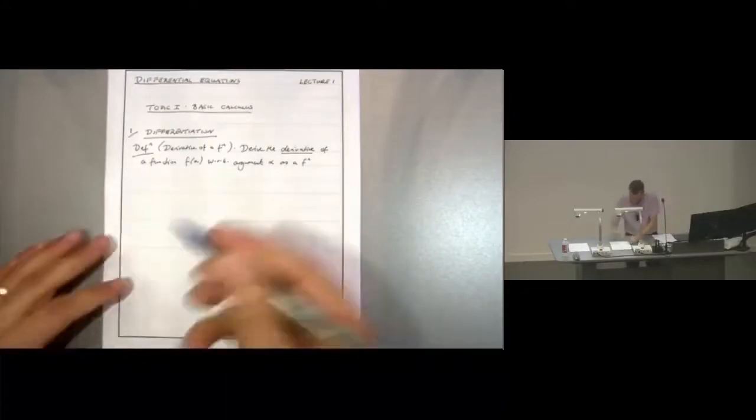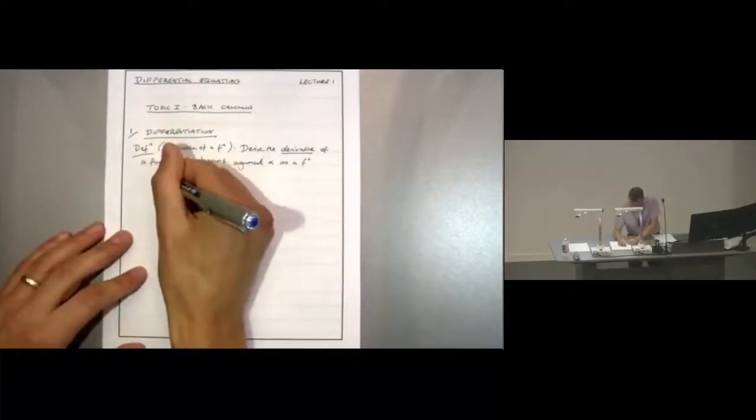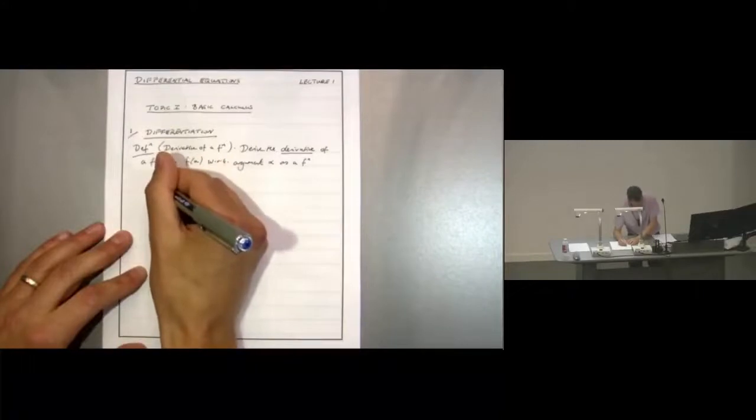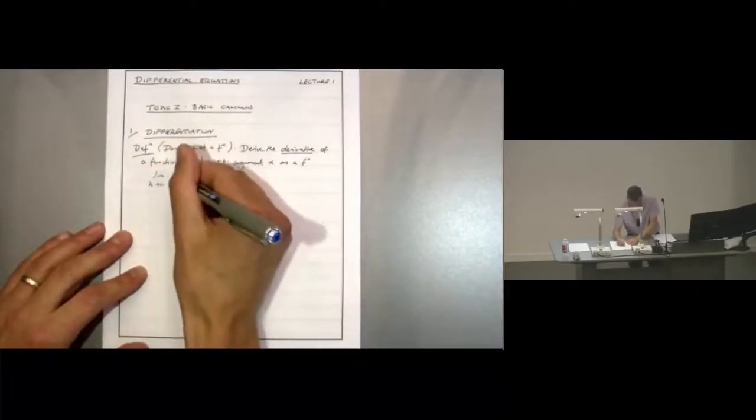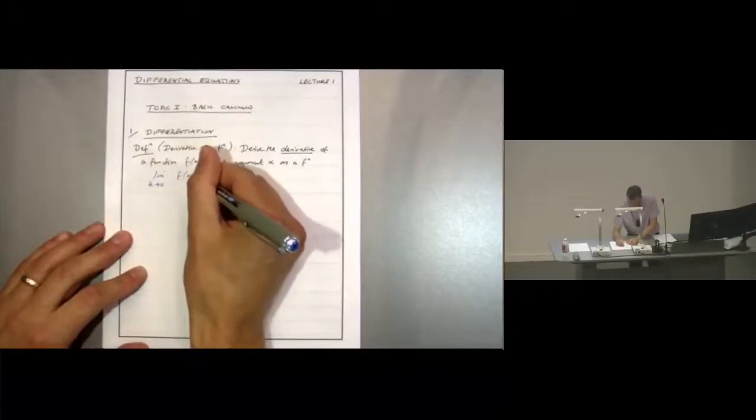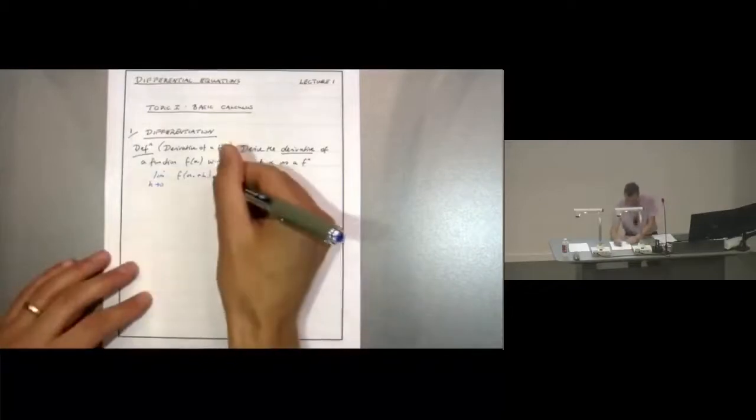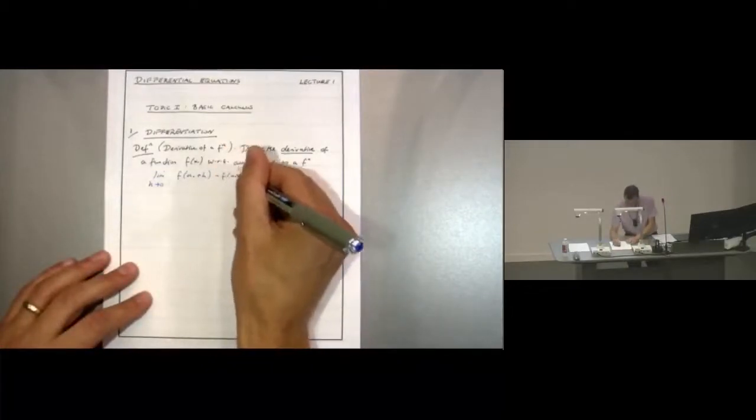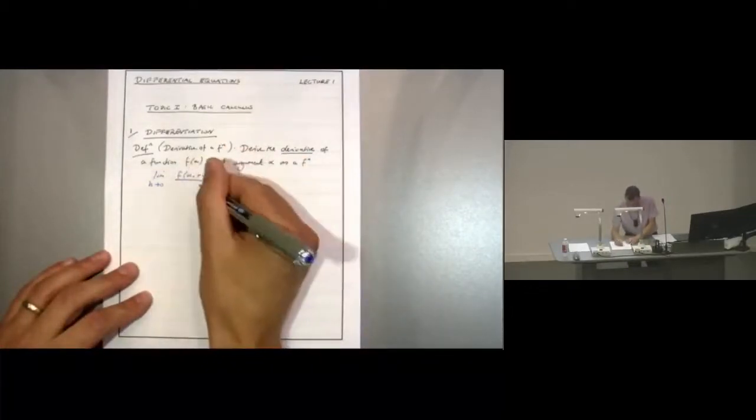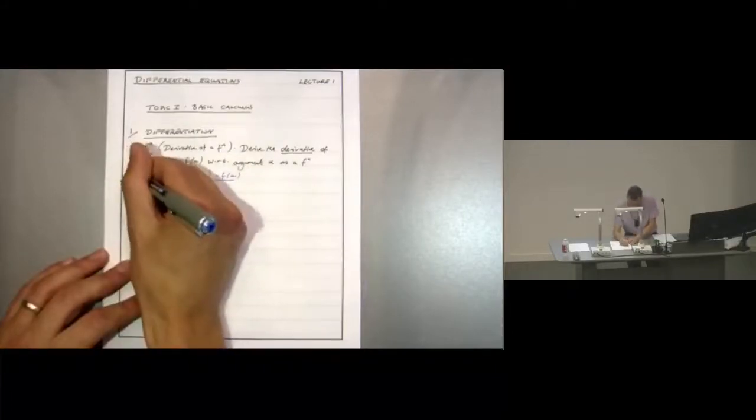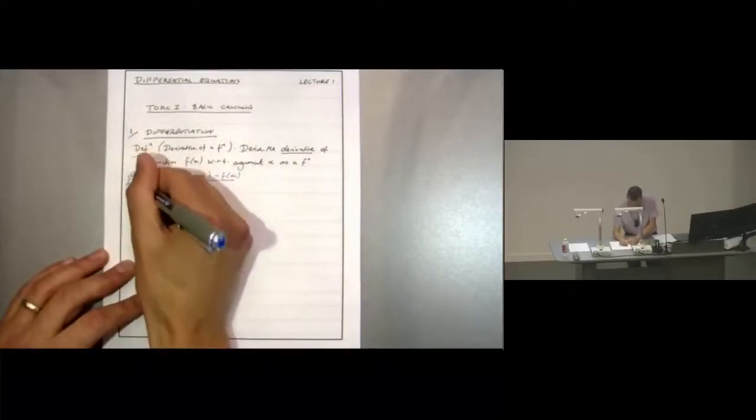So let's switch. I'm going to switch pens to blue. You obviously don't have to. So we're going to take the limit as h goes to 0 of, we're going to evaluate the function at some point x0 plus h. I'm then going to subtract the function evaluated at x0. I'm going to divide by h. And by definition, that is what we mean by the derivative of the function at the point x0.